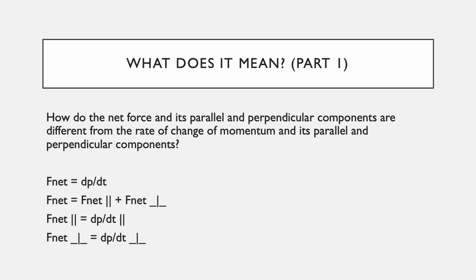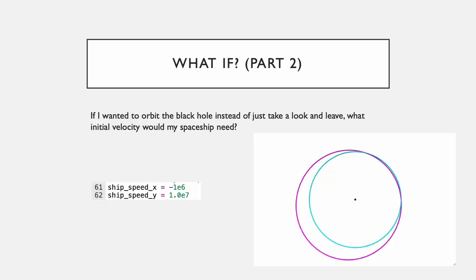This question is asking what's the difference between the net force and its components and the rate of change of momentum and its components. Since the net force and the rate of change in momentum are the same, there is no difference between them. This question asks what initial velocity for the spaceship would allow it to orbit the black hole instead of leave it. I toyed around with some speeds, and I got these right here. The x had to be less and the y had to be more, and it worked out pretty well.